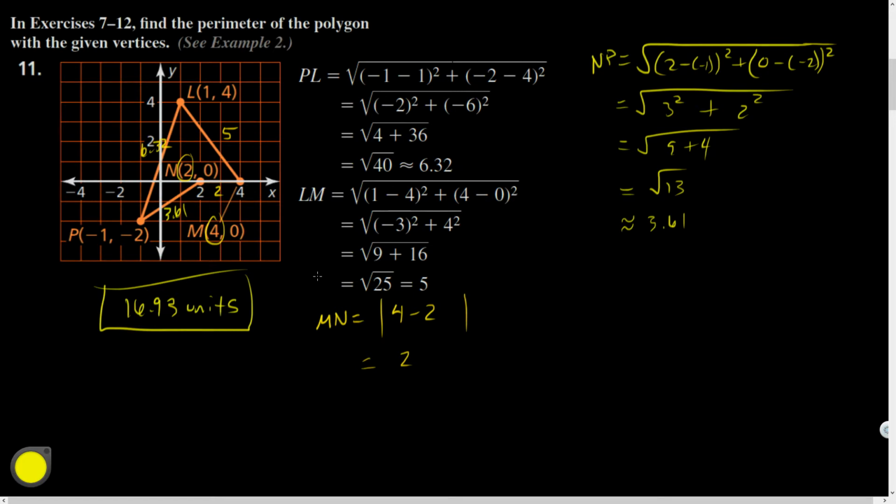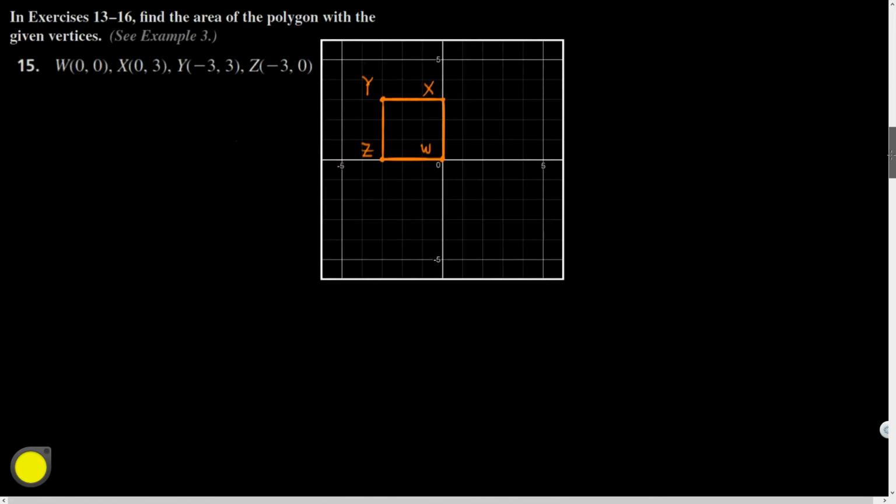Okay, so that's the repeated distance formula stuff going on there. That's a little bit of work. So for this one, to calculate the area of this polygon, question 15, I already plotted the points. To find the area, this looks like a square. What's the area of a square formula?